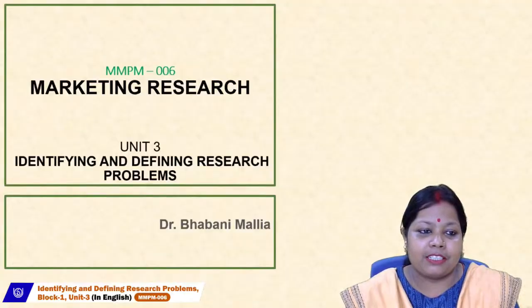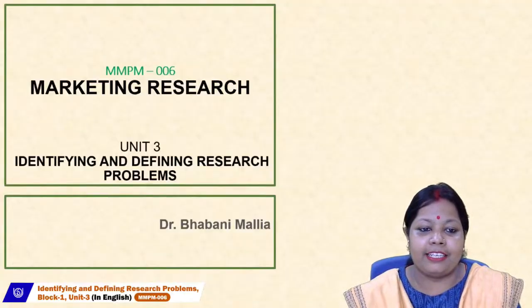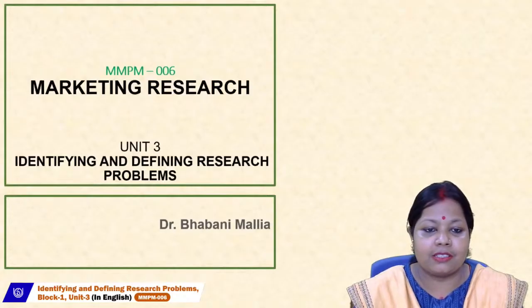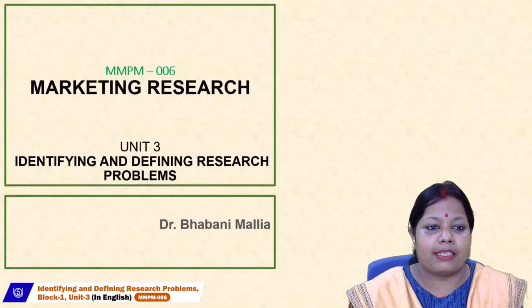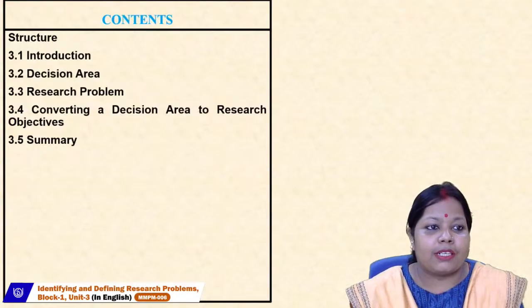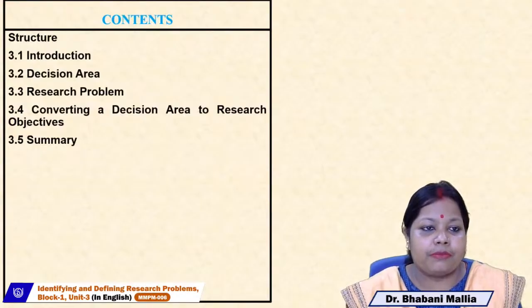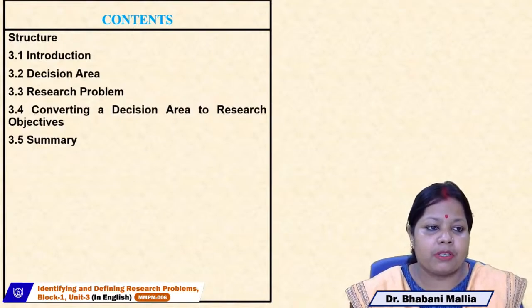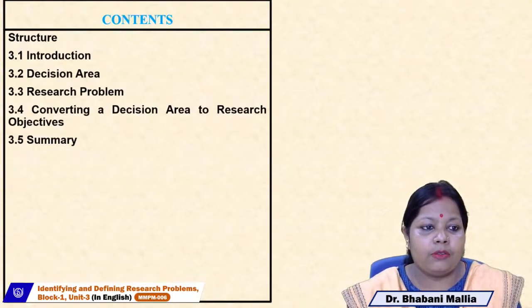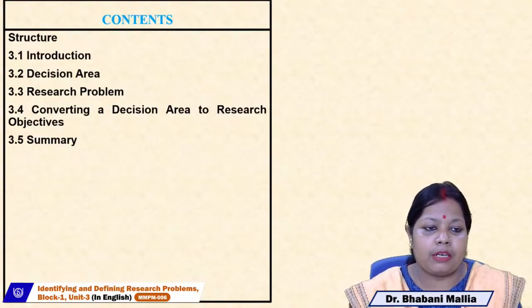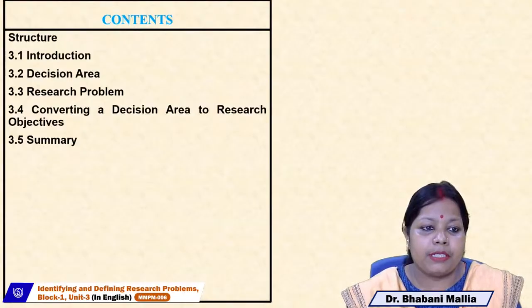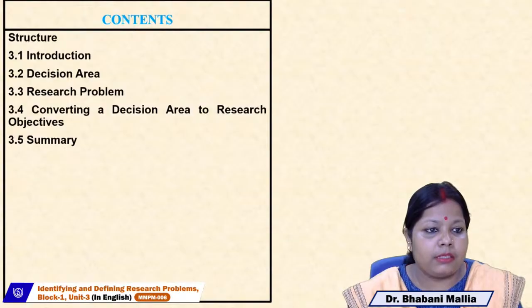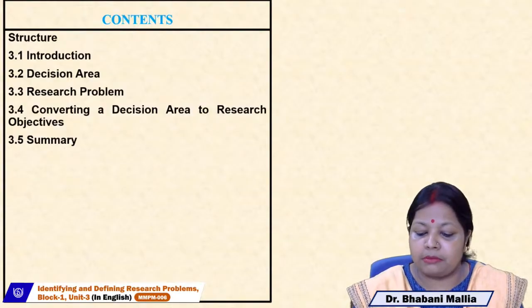Today, our topic of discussion is identifying and defining the research problems in marketing research. So, the contents are like this: introduction of decision problem or management problem, then decision areas, research problems, then converting a decision area to research objective, which is most important. How we will convert the management decision problem to a research problem and to research objectives. Then the summary of the contents.